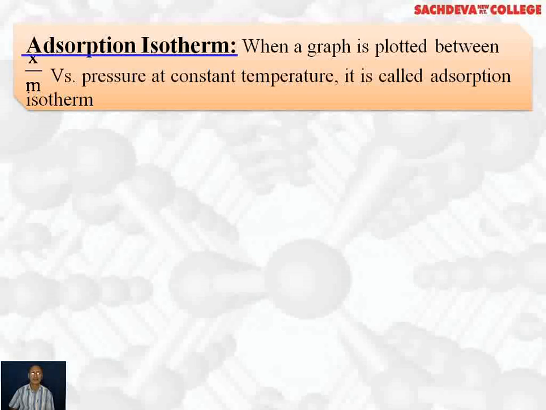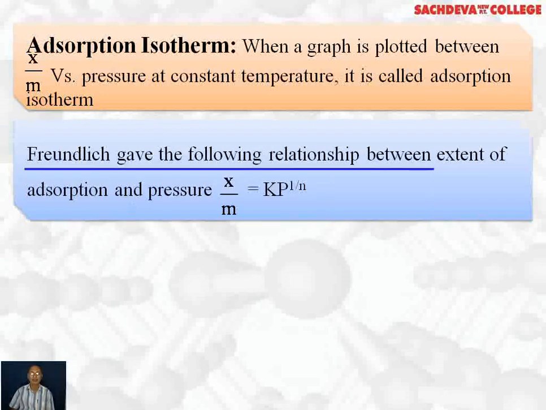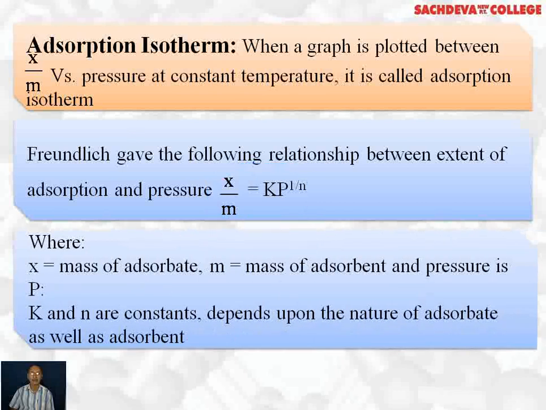Next, we are taking adsorption isotherm. When a graph is plotted between x over m versus pressure at constant temperature, isotherm means constant temperature, it is called adsorption isotherm. Freundlich gave the following relationship between extent of adsorption and pressure. x over m is equal to k into p raised to the power 1 by n, where x is mass of adsorbate, m is mass of adsorbent, and pressure is p. k and n are constants which depend upon the nature of adsorbate as well as nature of adsorbent.